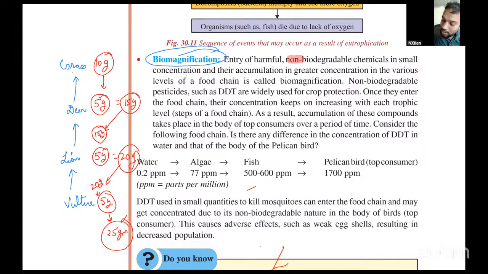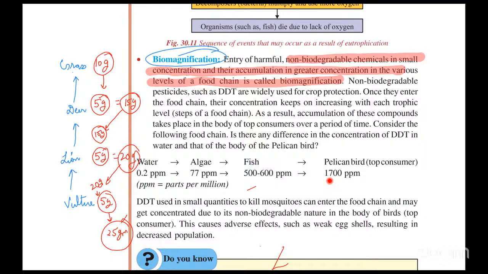So I will read this. Non-biodegradable chemicals in small concentration and their accumulation in greater concentration at the various levels of the food chain is called biomagnification. You can see one example: water has this type of chemical, then algae, then fish, and then the pelican bird is the top consumer. Like in this trophic level, the vulture is the top consumer. So at each trophic level the chemicals are increasing, making problems for the top consumer. Understood, guys?